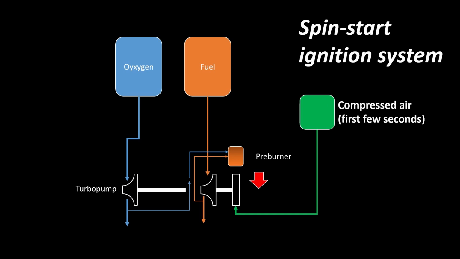Instead of some kind of ignition fluid, the Raptor blows compressed air provided by a composite overwrapped pressure vessel, short COPV, straight into the turbine that powers the turbopumps. Once the turbopumps are running and sucking fuel into the engine, the preburners ignite and the combustion starts.